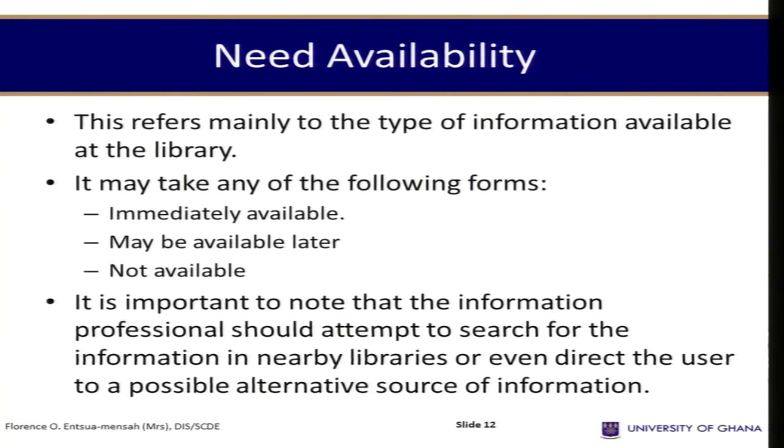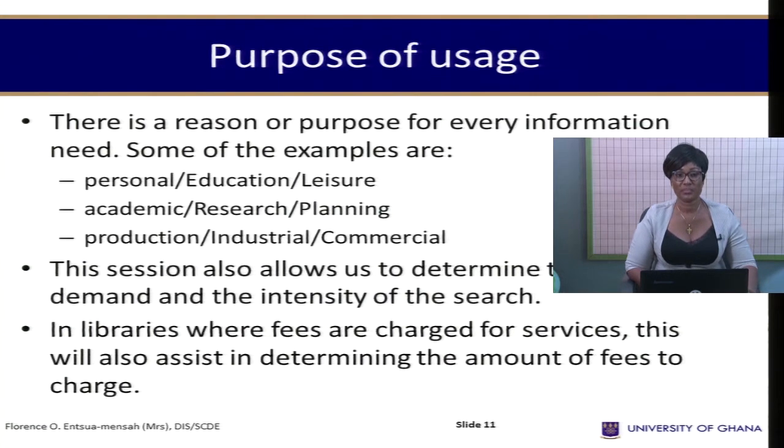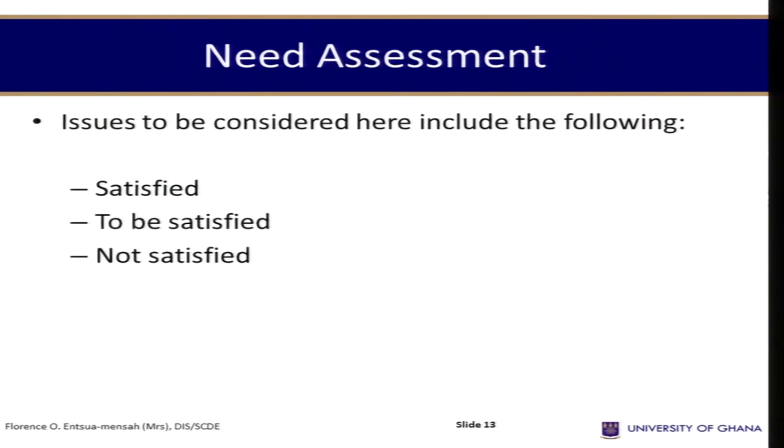The next one is need availability. The information provider must ask him or herself, is the information available now? May it be available later? Or you don't even have it? It is important to note that the information professional should attempt to search for the information nearby if you don't have it in your center. The purpose of usage. The last factor to consider is the need assessment.